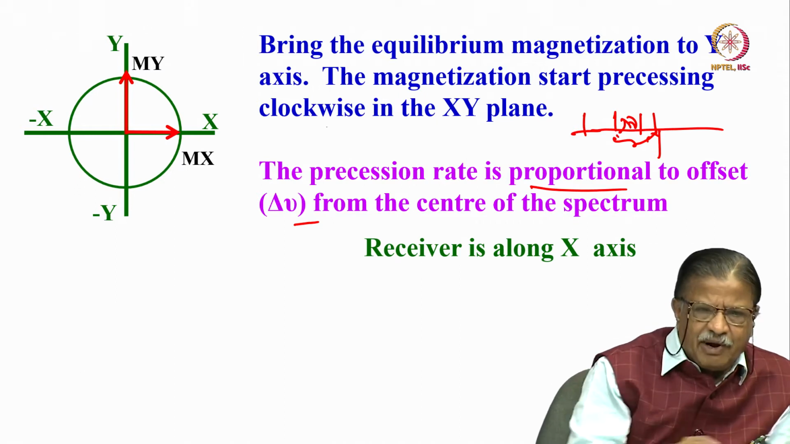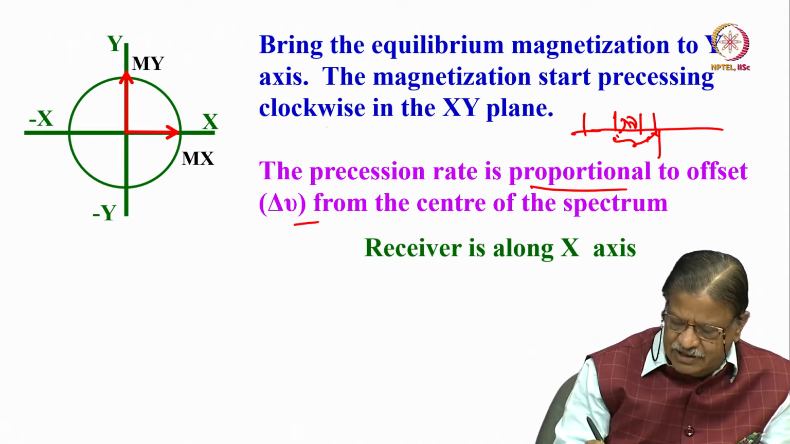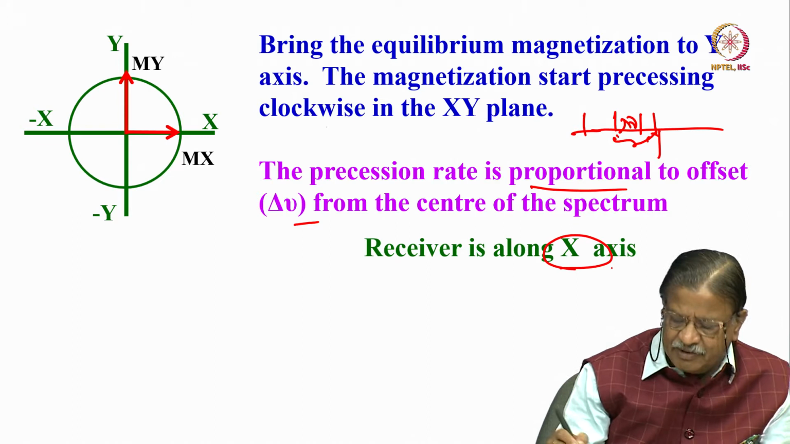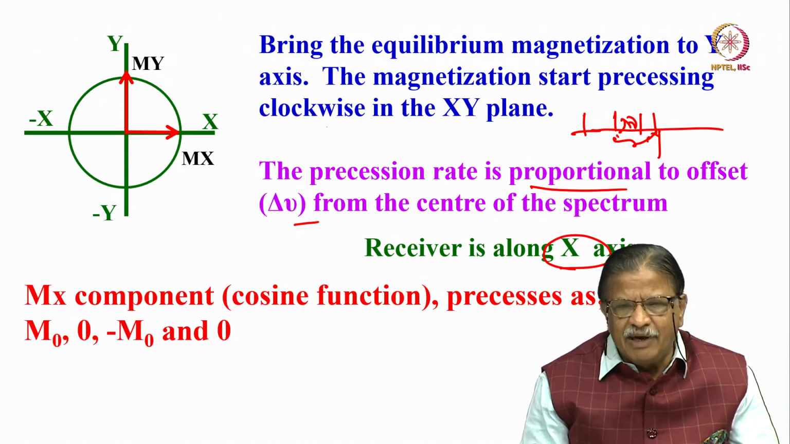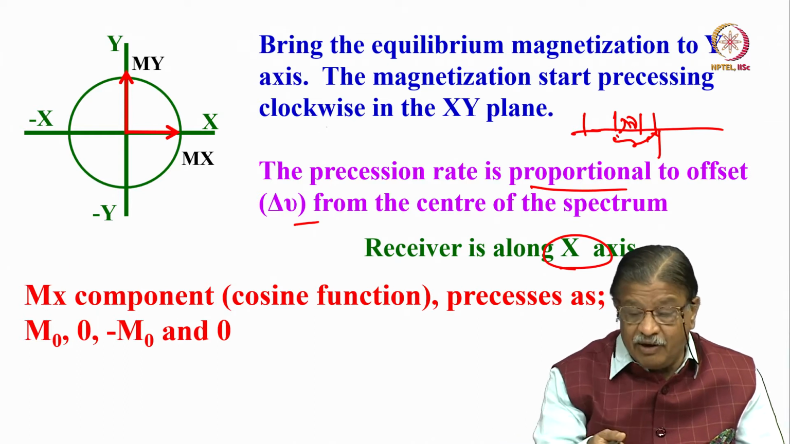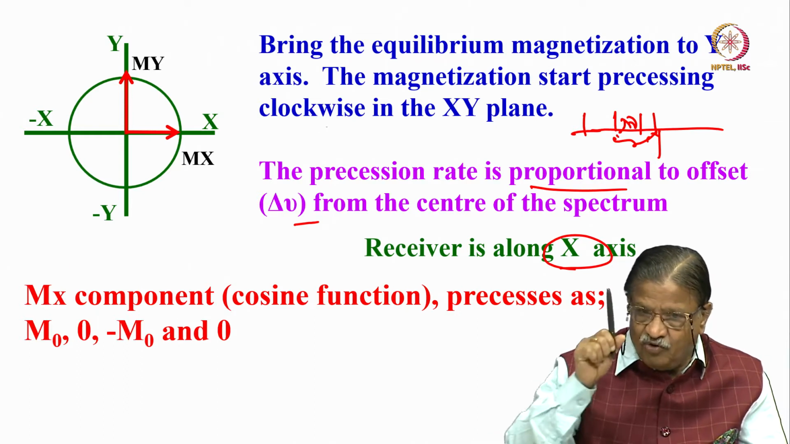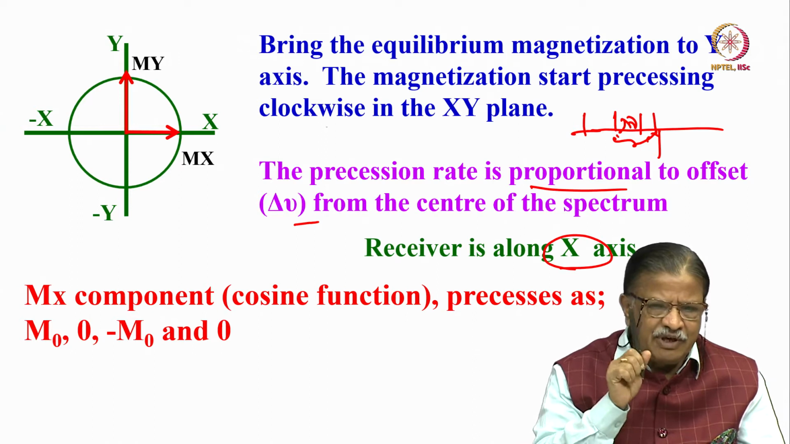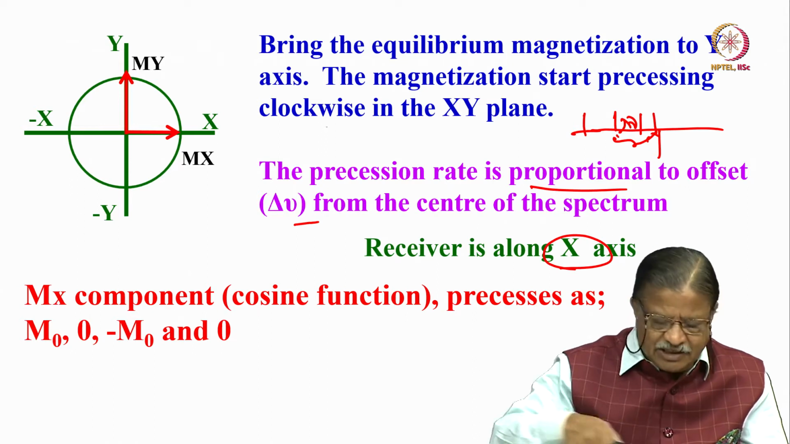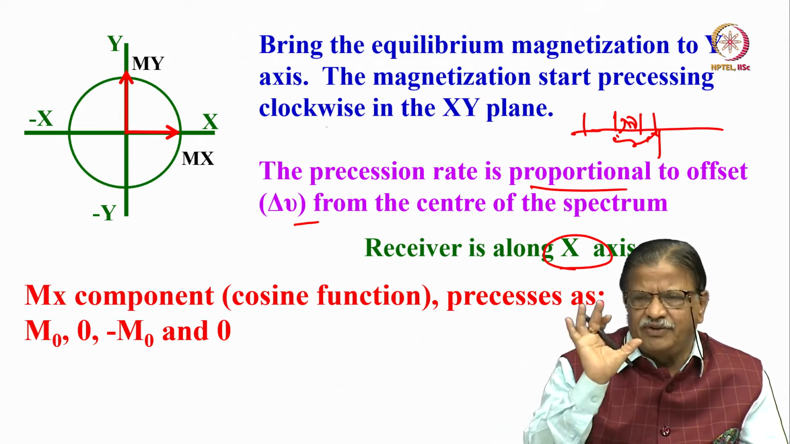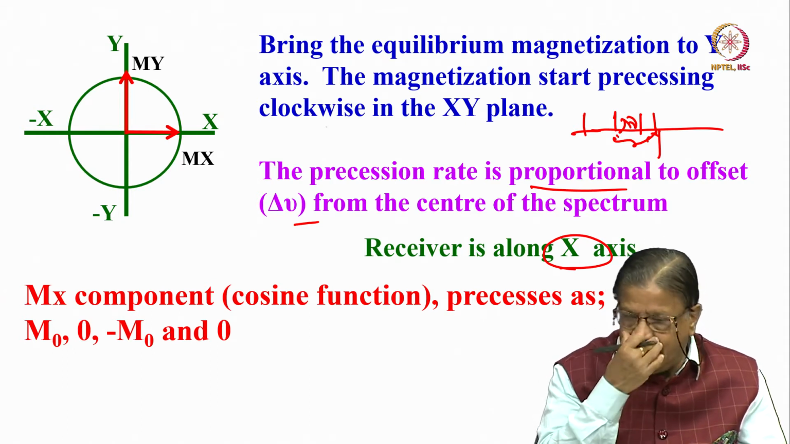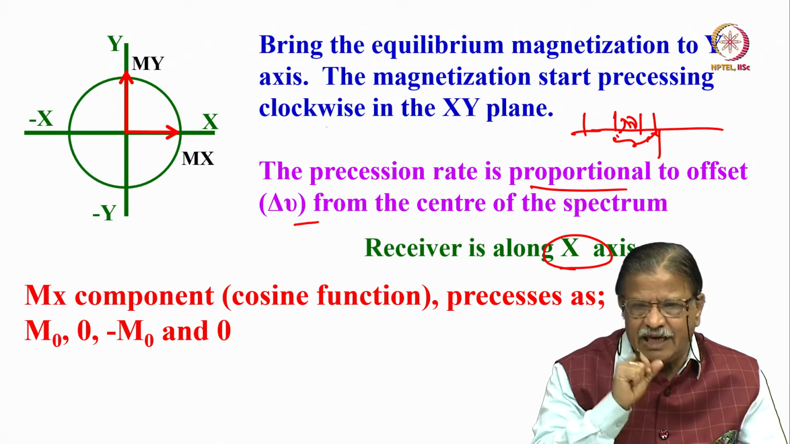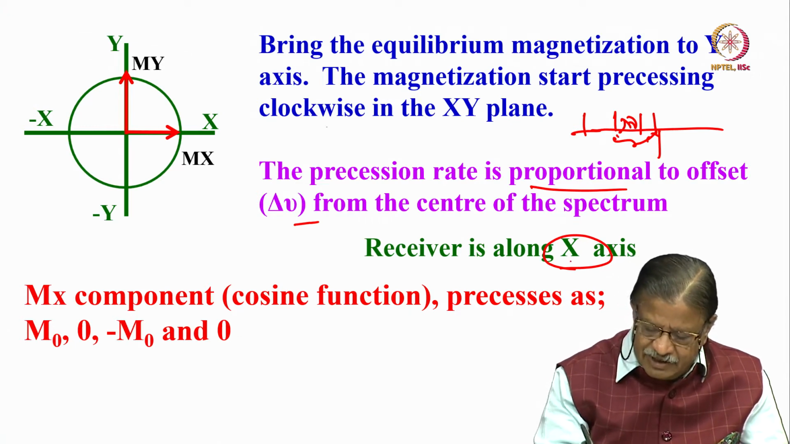Now you have brought the magnetization to y axis and the receiver is along x axis. That is the important point. Now what is going to happen? The Mx component, first part. Now I am allowing it to rotate in the xy plane. So far we were only collecting the signal, and I discussed receiver phase and other things, but we did not discuss the rotation. We simply understood what happens to the signal at different phases. Now we will see how the magnetization rotates in the xy plane with the receiver along x axis.